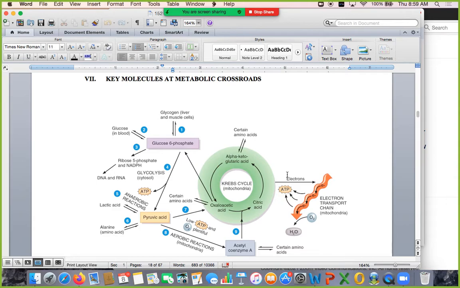So there's a lot of different ways that this molecule can be utilized by the body, depending on which areas are deficient. Right? So if we don't have enough glycogen, it can go that way. If we don't have enough glucose, it can go to the blood glucose. If we need DNA and RNA, right? Or if we need energy. So in this way, these particular molecules are very important because they serve as crossroad molecules that can enter into different pathways depending on the needs of the body.